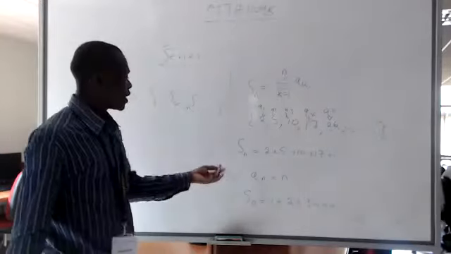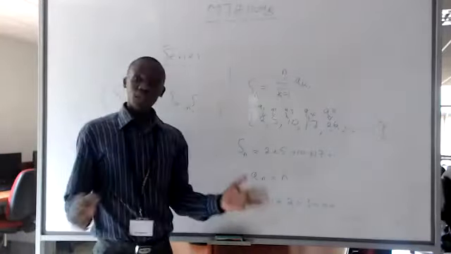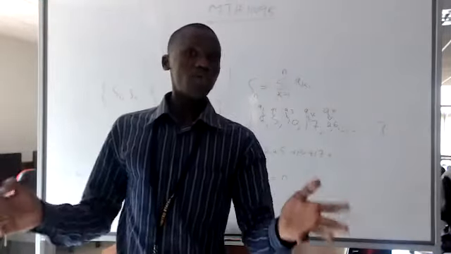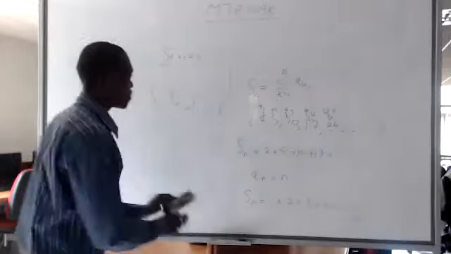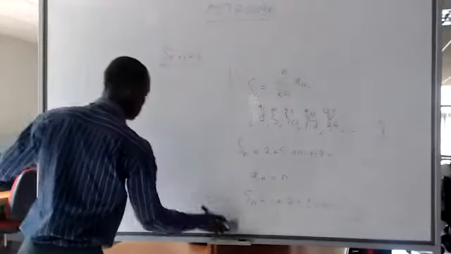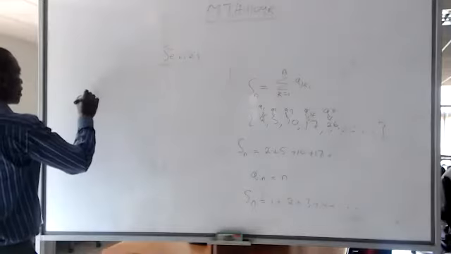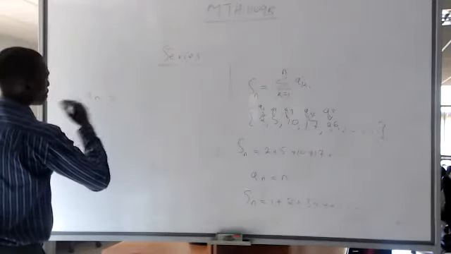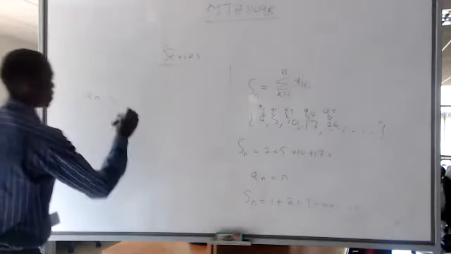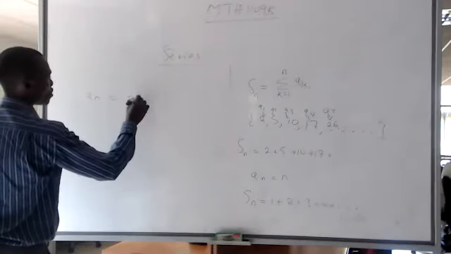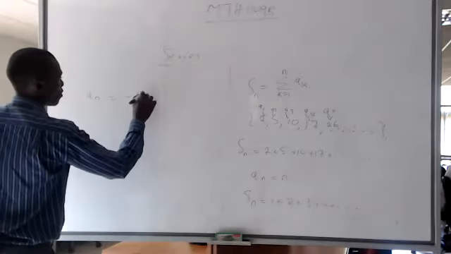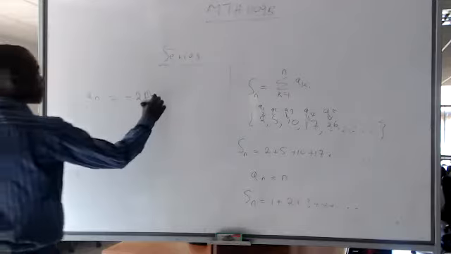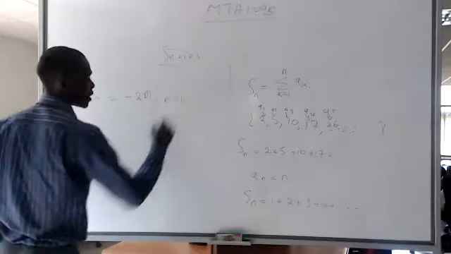And the sum does not have to be a positive number. You could also have the sum of terms in your sequence being a negative number. For example, let's say the sequence is defined as minus 2n, n greater or equal to 1.